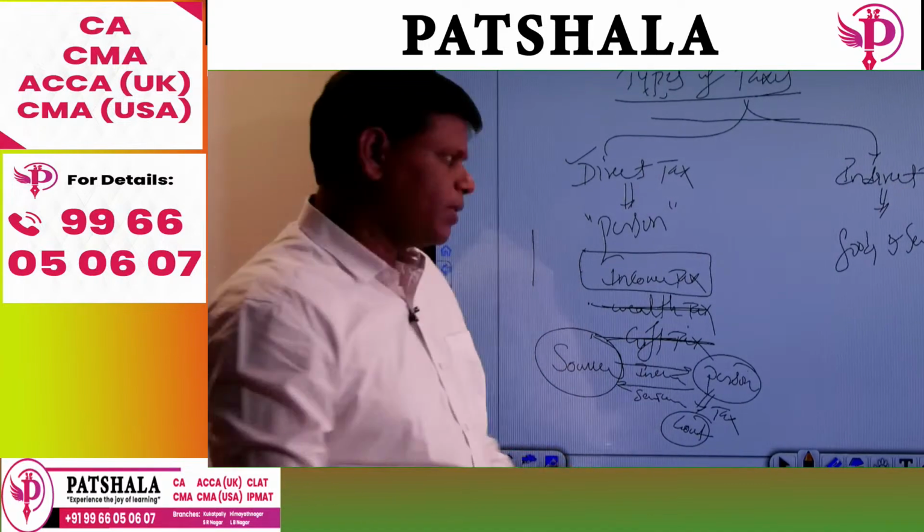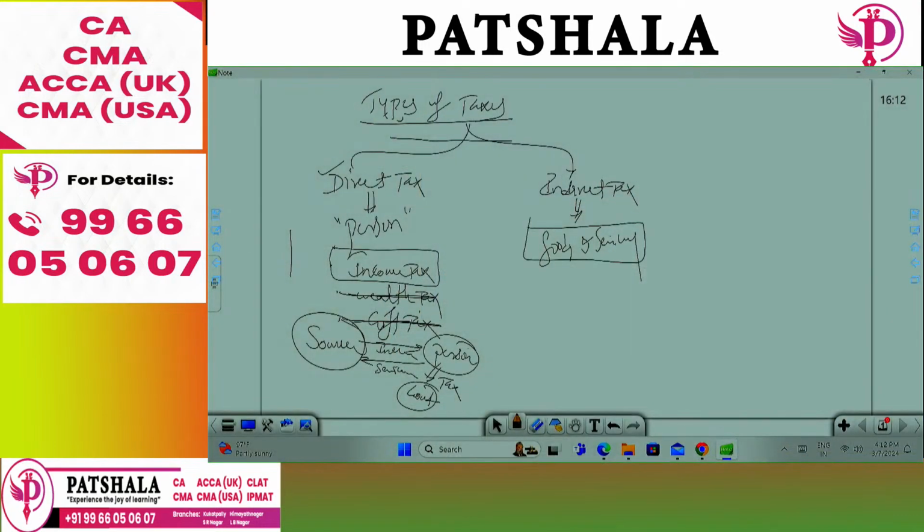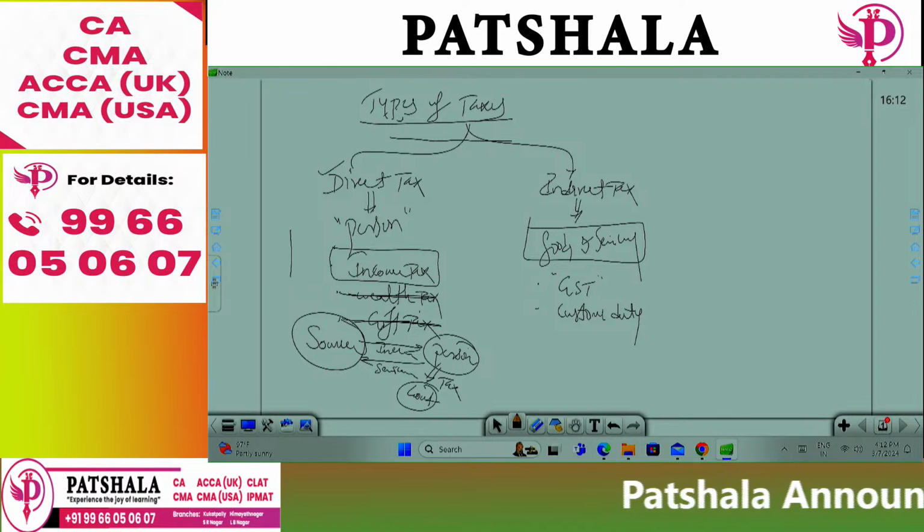You don't take it. Similarly, indirect taxes are those taxes which are levied on goods and services. The taxes that we have predominantly today: first one is GST, which is famous. In 2017, this tax was introduced, called the Goods and Services Tax. Then the next one is customs duty, which is levied on various imports and exports. So these are the two types of indirect taxes which we have.